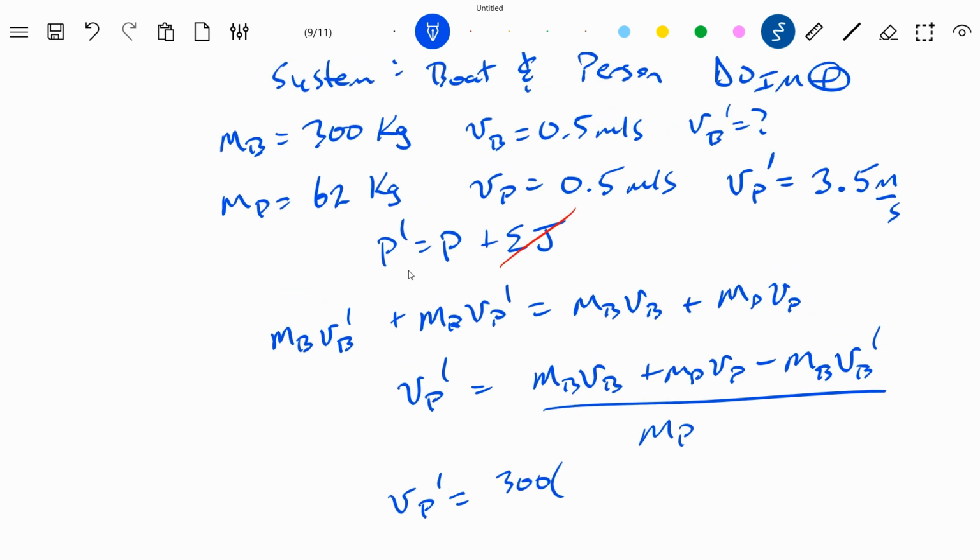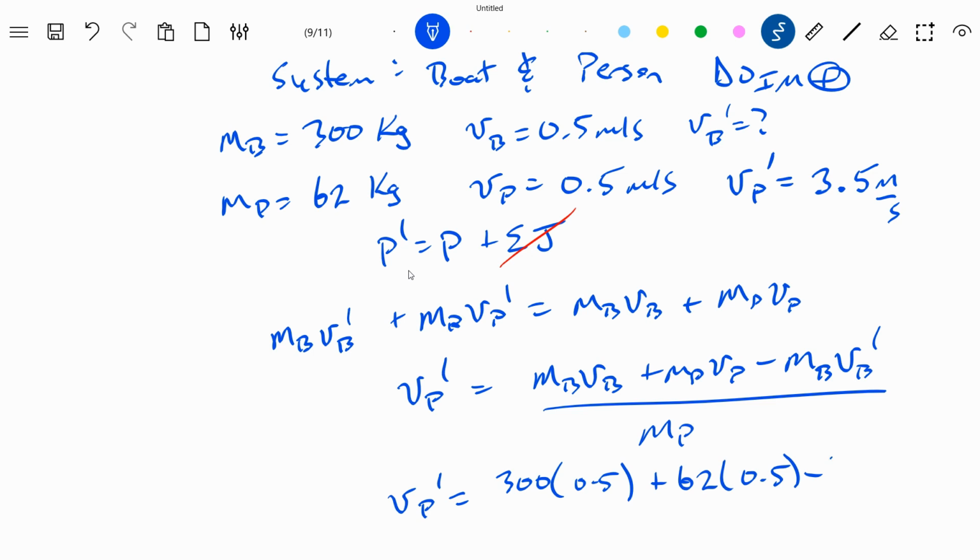The velocity of the boat before was half of a meter per second. The mass of the person was 62. They were also moving at 0.5. But then the mass of the boat is 300. Wait, did I screw that up? We're trying to solve for V boat prime.